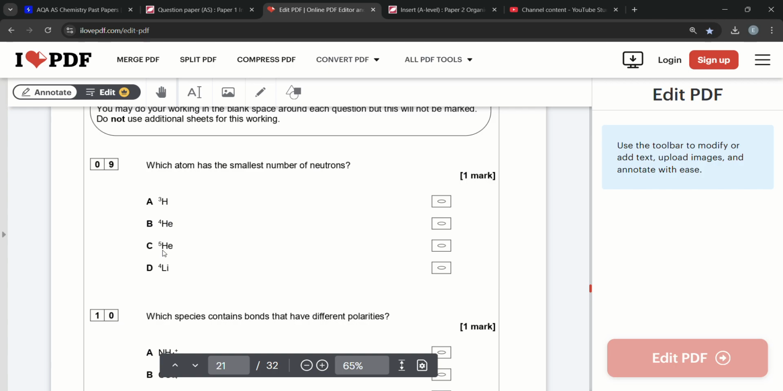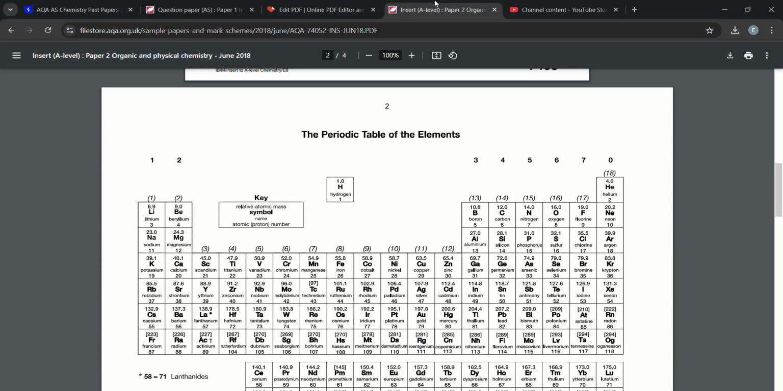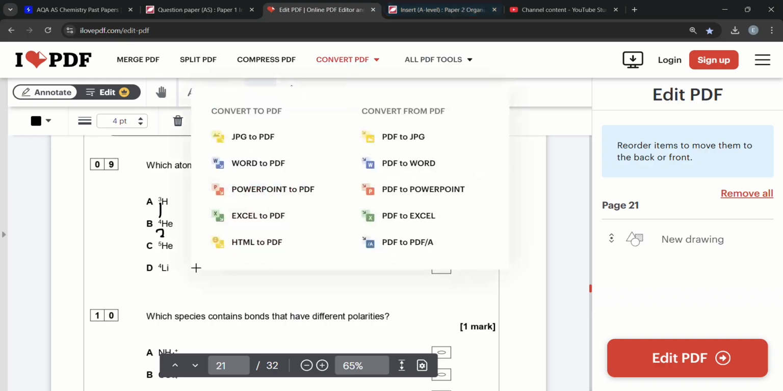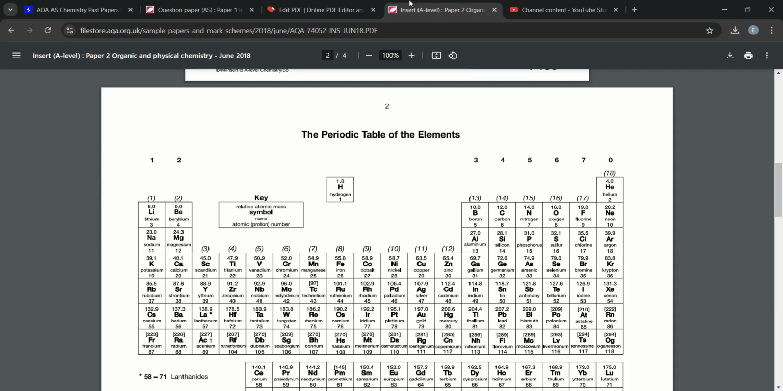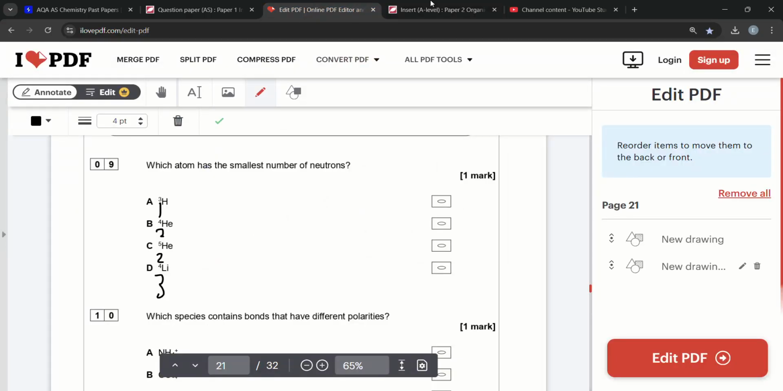Question 9. Which atom has the smallest number of neutrons? So we look at the periodic table, should be a 1 here. Periodic table should be a 2 there. Should also be a 2 here. If you look at lithium, it should be a 3 there. So to find out, yeah, it should be 3 there, so 4 minus 3.